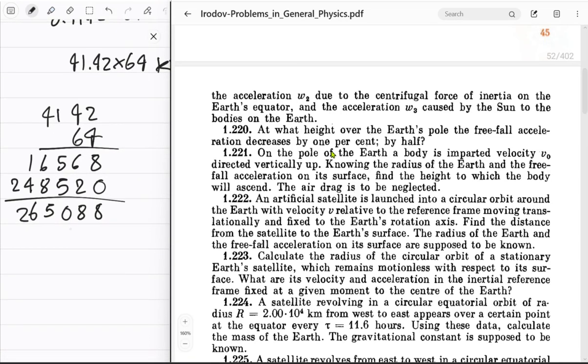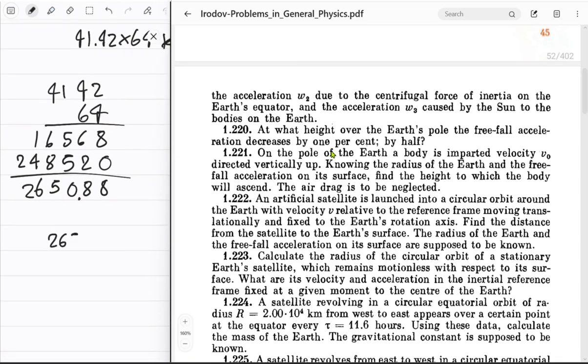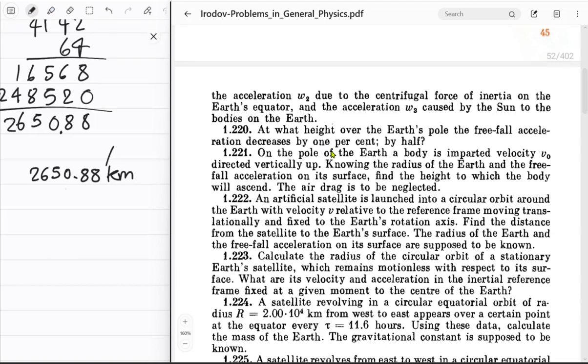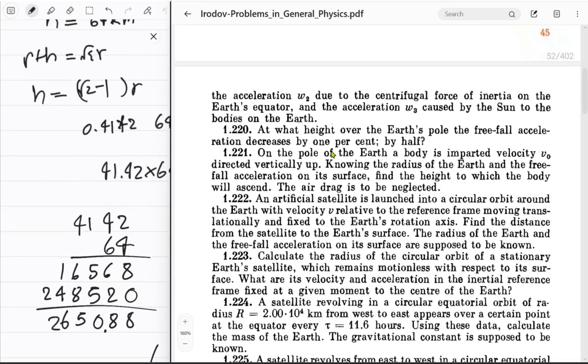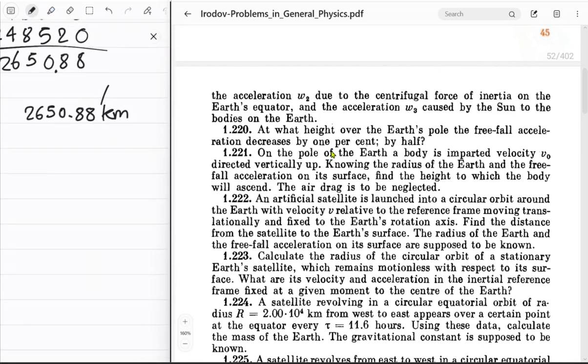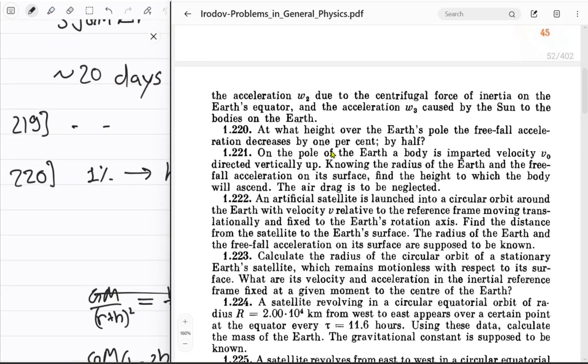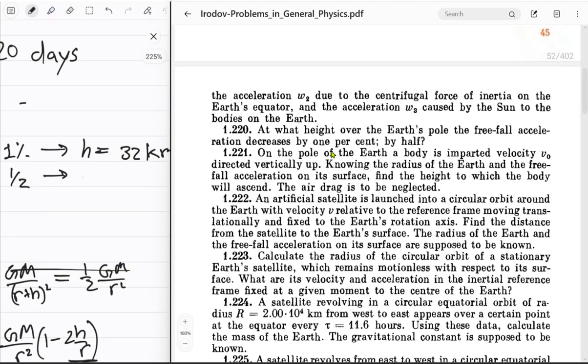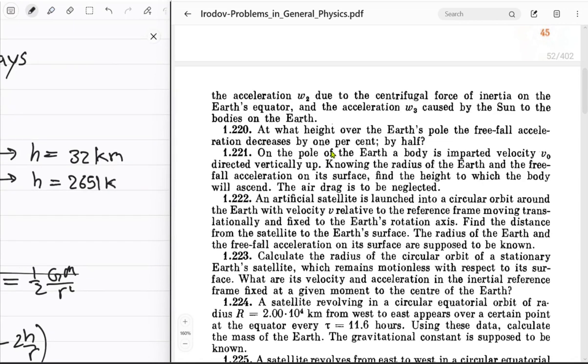So it comes to 2650.88 kilometers. Let's round it off. So it's basically 2650 kilometers, right? Yeah, that should be good. Actually 2651, you know. So there we go. For half, h is equal to 2651 kilometers. Next question.